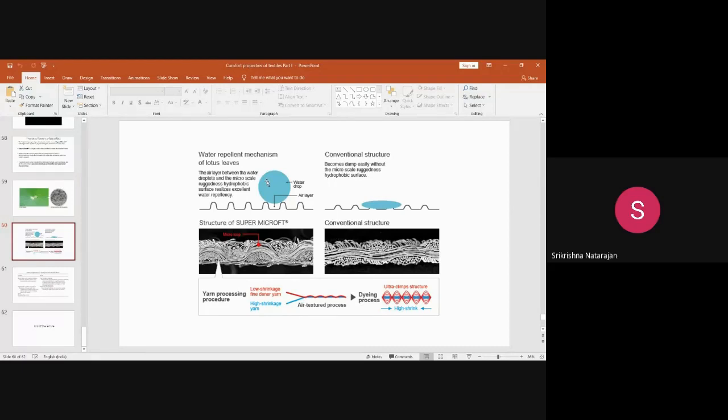Whereas if you make a conventional structure by combining two low shrinkage yarns or two high shrinkage yarns, you will not get this kind of structure; micro loops cannot be formed. Because of the formation of the micro loops, they help the vapor transmission, but do not allow the water droplet to penetrate inside. So it is a very interesting technology. Super Microft uses polyester yarns, a low shrinkage polyester and a high shrinkage polyester, combining them, twisting them, texturizing them, dyeing them, so that you get a lotus effect.